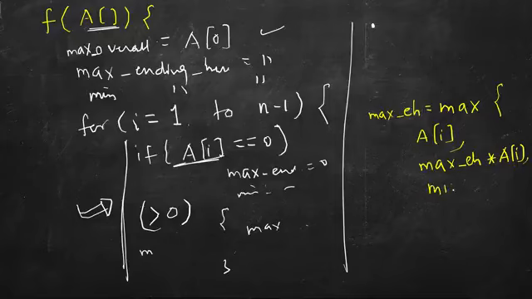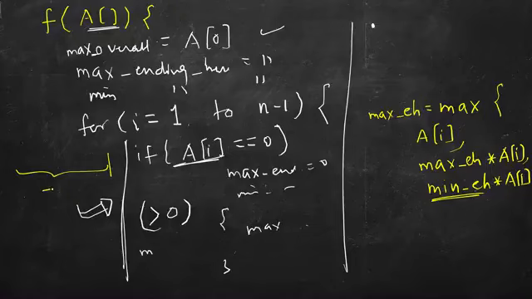And min also has a special role to play in the scenario where A[i] is negative. This is the case where min ending here will help. Min will keep track of the minimum possible value till this point. So this is a large negative value, and this current value is also negative, so it will become a large positive value. And we will not get that by max, because max may be a positive value, so multiplying it will not help.